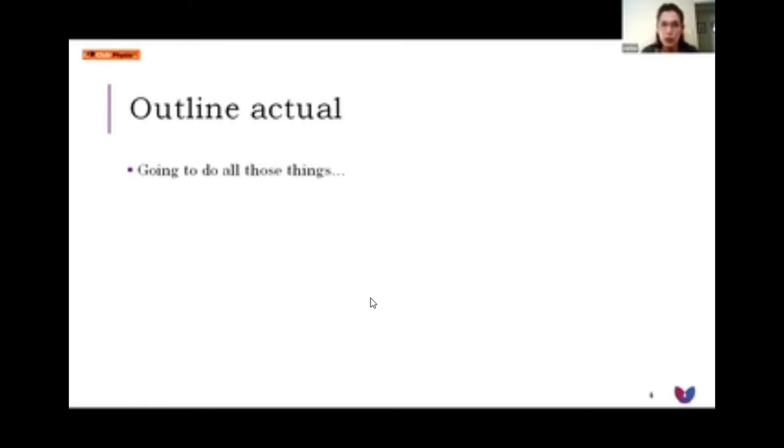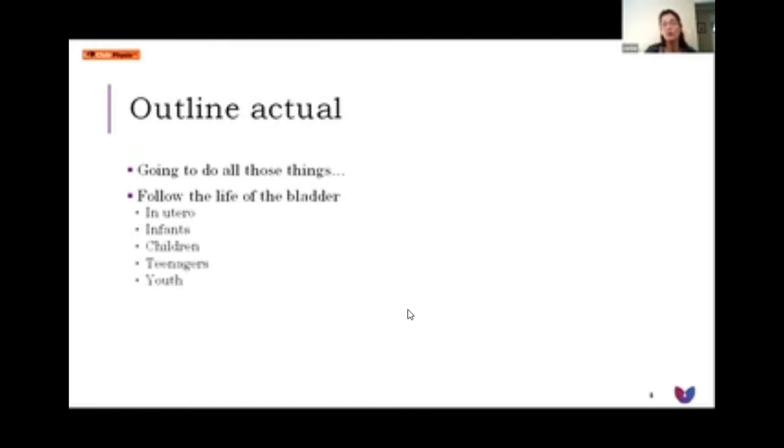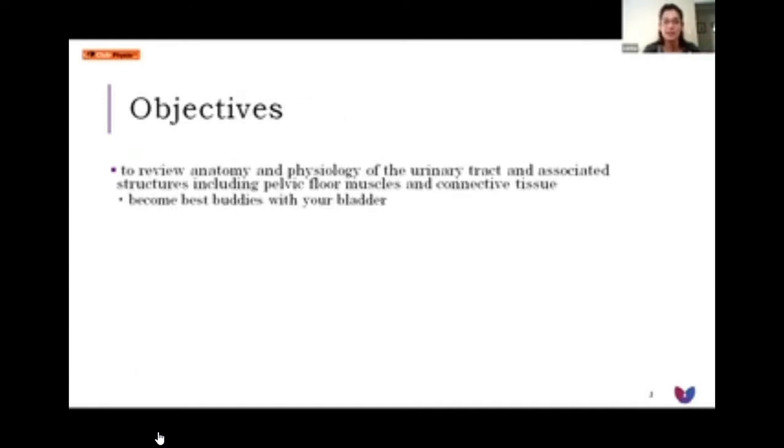What we're actually going to do, we're going to do all of those things, but we're going to follow the life of the bladder, and we're going to take it all the way through these various phases, what we think we might be most likely to expect and why, and we'll throw in physiology and anatomy as we go. So our first few sessions are going to be quite heavy in anatomy and physiology. Once you've got it, we'll just be discussing cases and stuff.